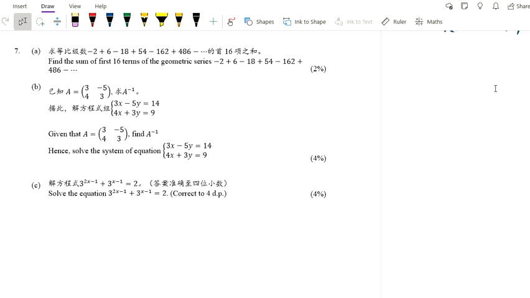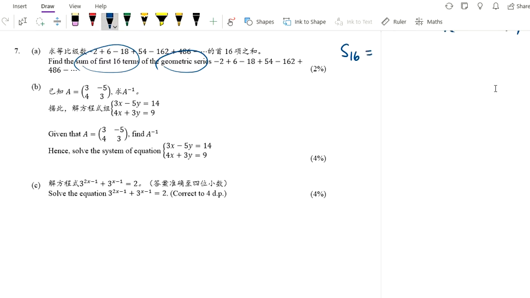I'm not sure if we can finish this by today, but I think we have to go faster from now. Okay, 7-8. Find the sum of first 16 terms of the geometric series, negative 2 plus 6, and so on. So first thing, this is a geometric series, which means they have the same common ratio. We want the sum of the first 16 terms, which is S16, and we can just use the formula.